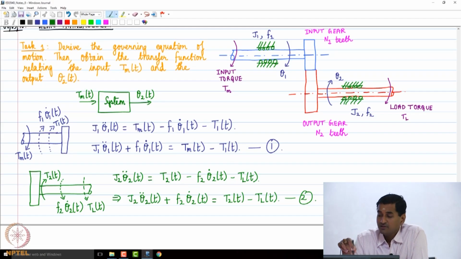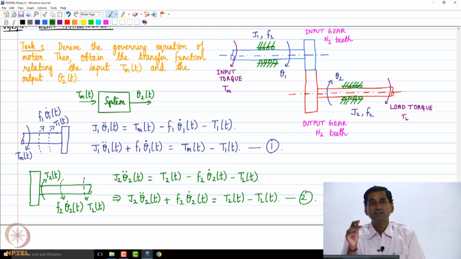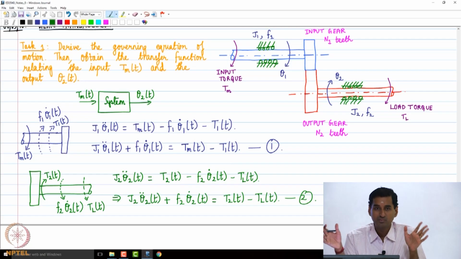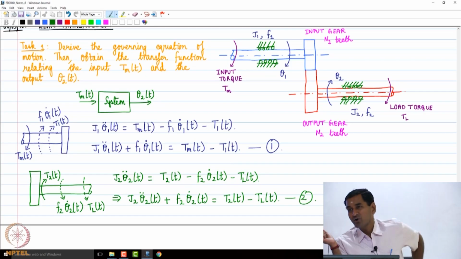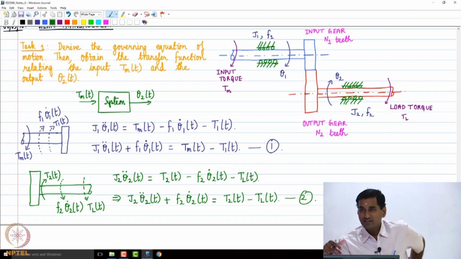Now, of course, we need to eliminate T1, T2 and theta 1, because ultimately we want one consolidated equation relating the output to the input. If you recall, that is what we are aiming for. In our framework, if we identify a system with an input and an output, we want a governing linear ODE that relates the input to the output. Our input is Tm, output is theta 2, so we should have an ODE only relating those two variables. TL(t) one can model as a disturbance. We will come to that later. But let us try to see how we can eliminate it.